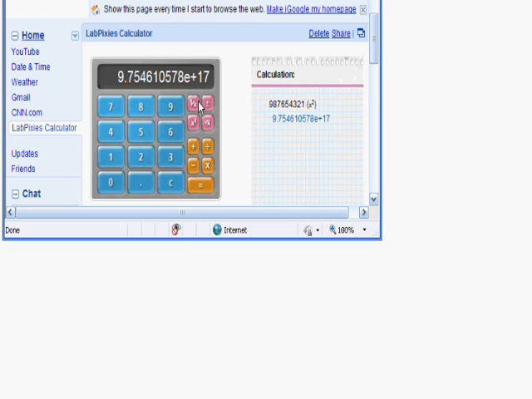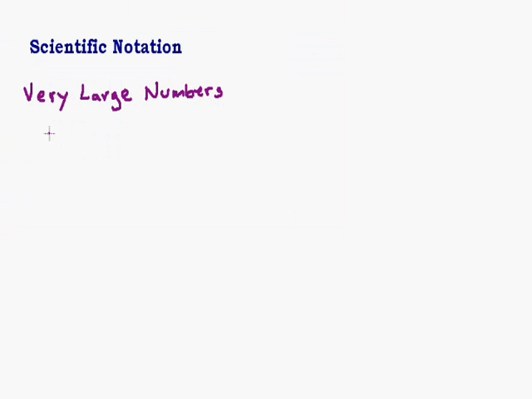Well, that is scientific notation. This number that we punched in is too big. It has too many digits to fit on this calculator screen. So this is a shortcut or shorthand way to write this very, very large number. So I'm going to write it on my board over here: 9.754610578 e plus 17.